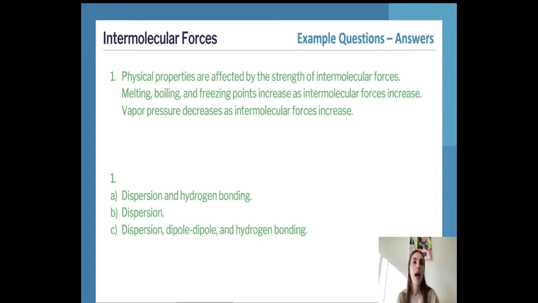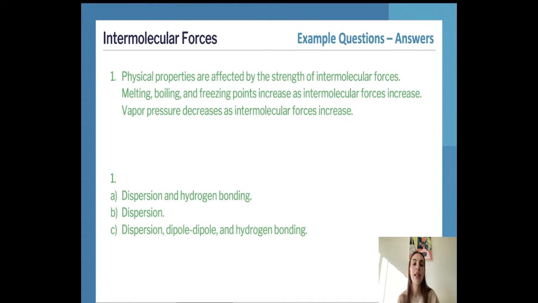Another point I want to bring up is which one is going to have the strongest intermolecular forces. Out of CO2, H2O, and NH3, we can see that NH3 has the most number of intermolecular forces: dispersion, dipole-dipole, and hydrogen bonding. And then when we compare that with water, it's got dispersion and hydrogen bonding.